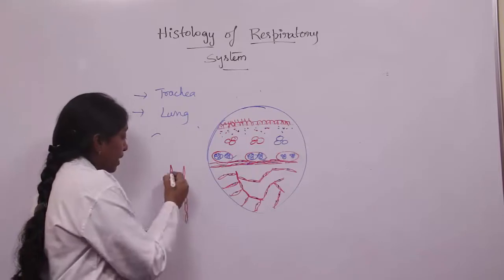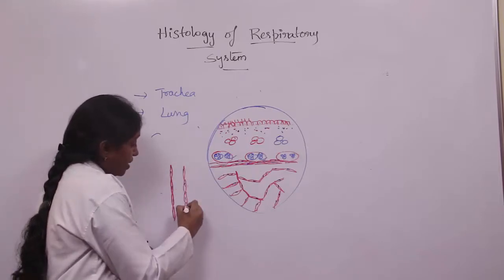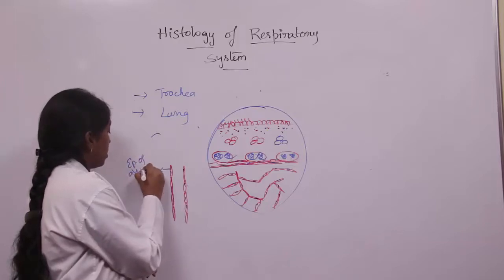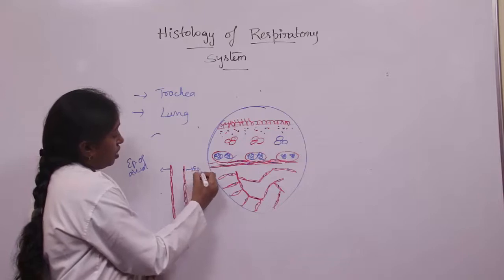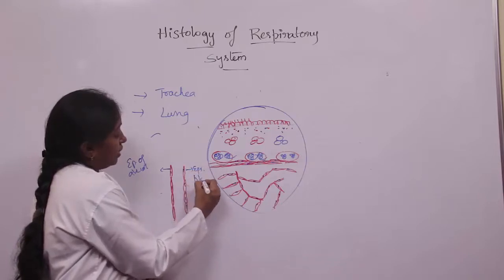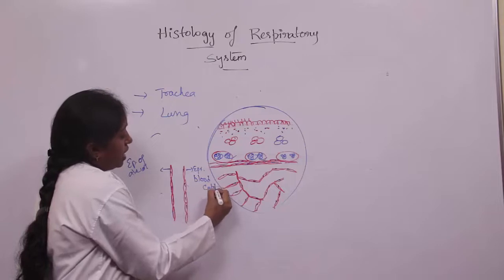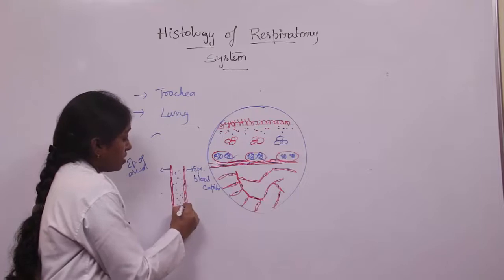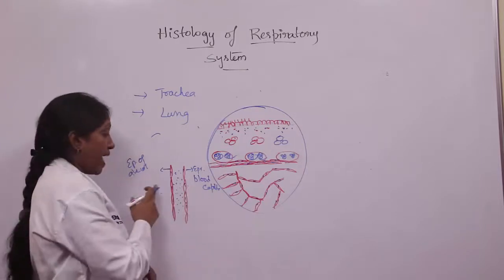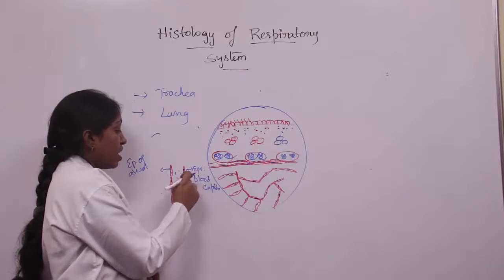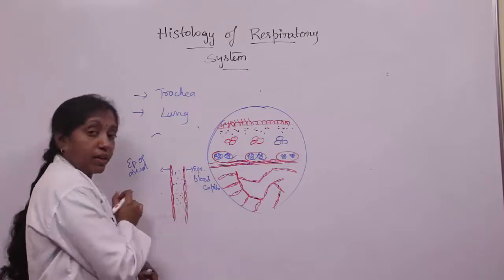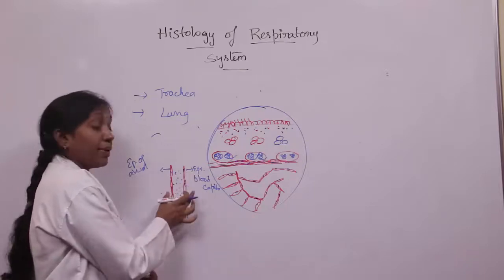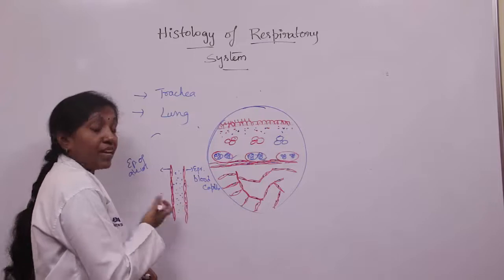Here is the epithelium of alveoli, and this is the epithelium of the blood capillary. In between, some connective tissue is there. Exchange of gases takes place from the alveoli through the connective tissue to the epithelium of blood vessels. This is called the blood alveolar barrier, or we can call it the capillary alveolar barrier.